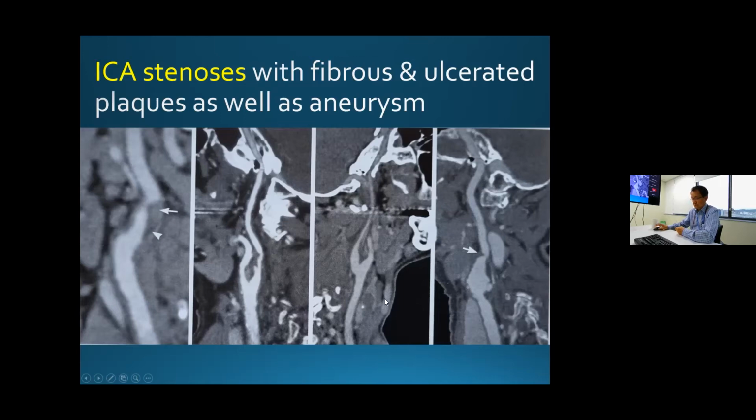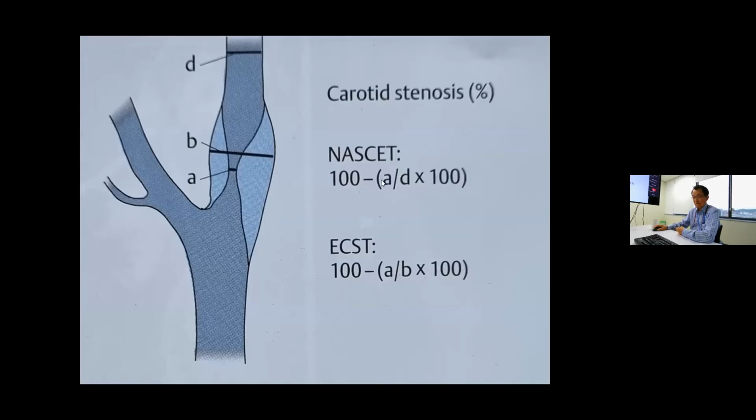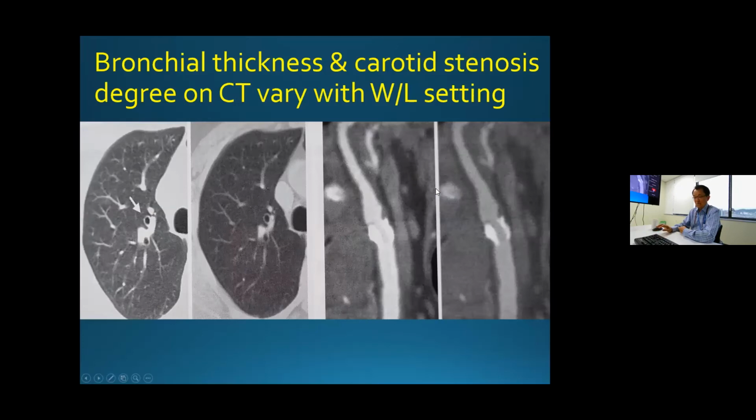And if there's a narrowing, there is a measurement, and then the stenosis percentage, how much it is narrowed. There are also certain calcifications, but depending on the density, there's a window leveling, and you can see the difference. When you measure, you have to make the correct window and leveling setting to measure correctly.